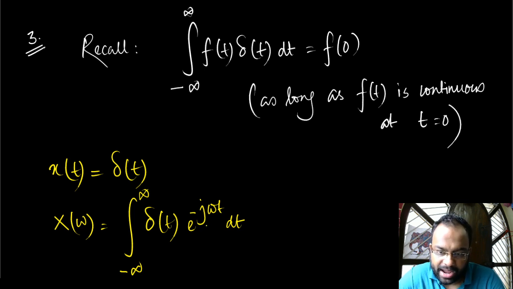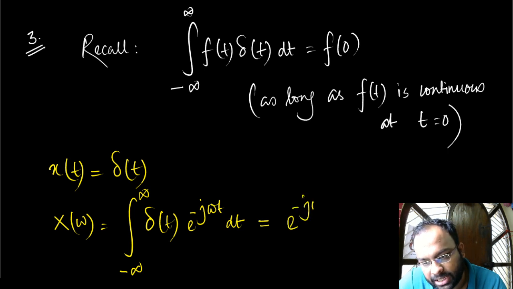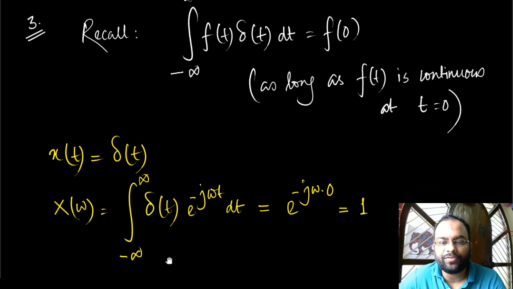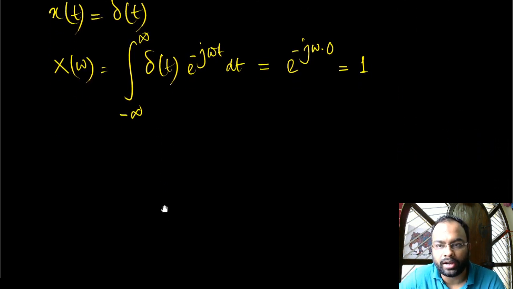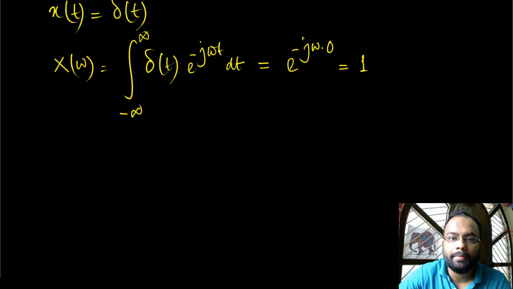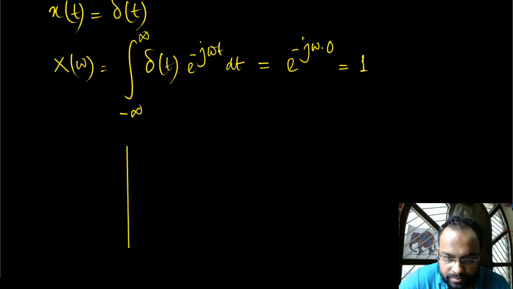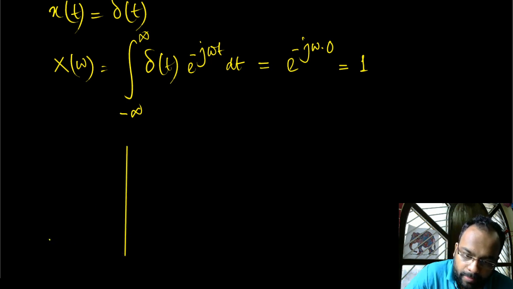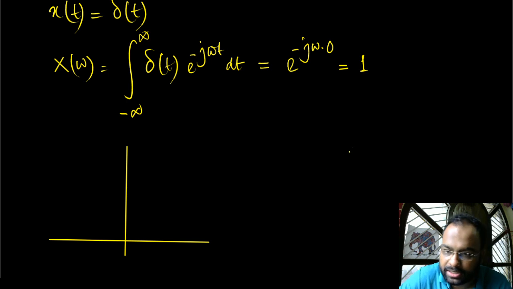What is f(t)? f(t) is e to the power minus j omega t. What is f(0)? e to the power minus j omega into 0, right? So in place of t, I am putting 0. So this becomes e to the power minus j omega into 0. That gives me 1. So the Fourier transform of delta t is equal to 1, right? And again, please let me know if you haven't understood this integration, because it has huge implications in signal analysis.